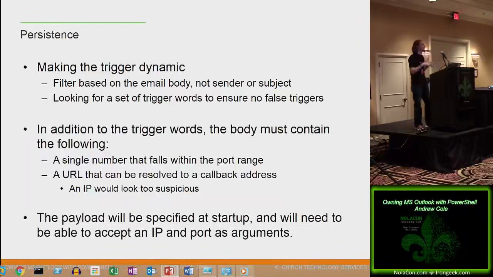When it finds those trigger words, what it's then going to do is look through the email and find a URL. If there's a URL in the email, it will take that URL and do an NS lookup on it in the background so that it pulls an IP address from that URL. That way, if you just modify your name record to point to a different IP address, it'll call out to a different IP. Also, we need a port, not just an IP.